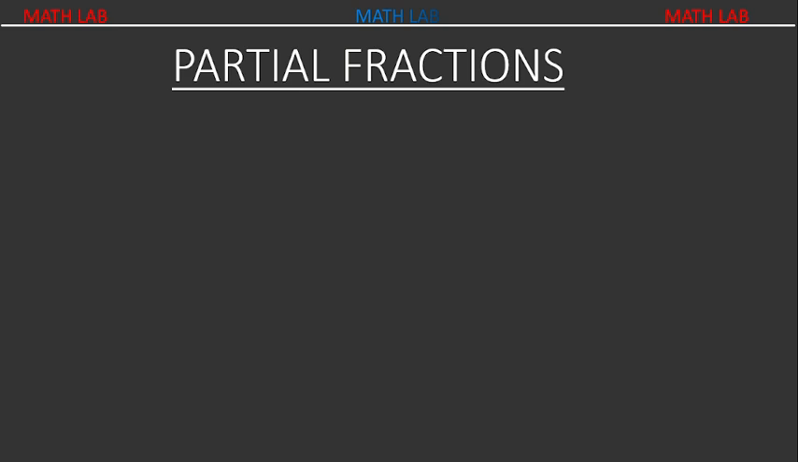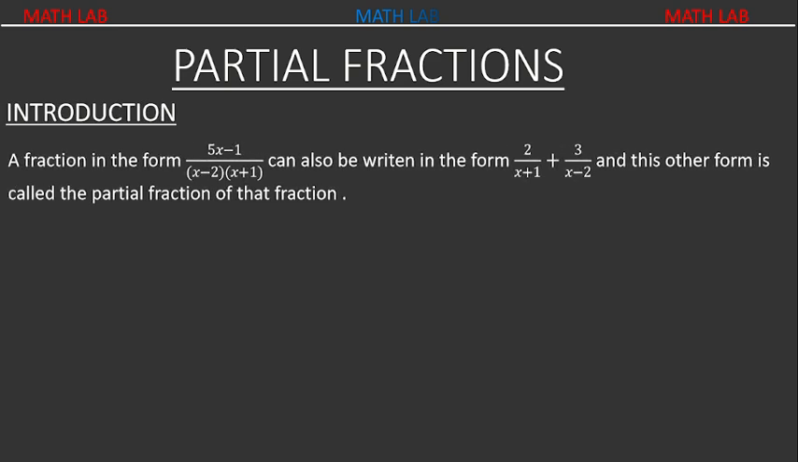Okay, today let us talk about partial fractions. So, general introduction. A fraction in the form (5x minus 1) all over (x minus 2) times (x plus 1) can also be written in the form 2 over (x plus 1) plus 3 over (x minus 2). And this other form is called the partial fractions of the original fraction.